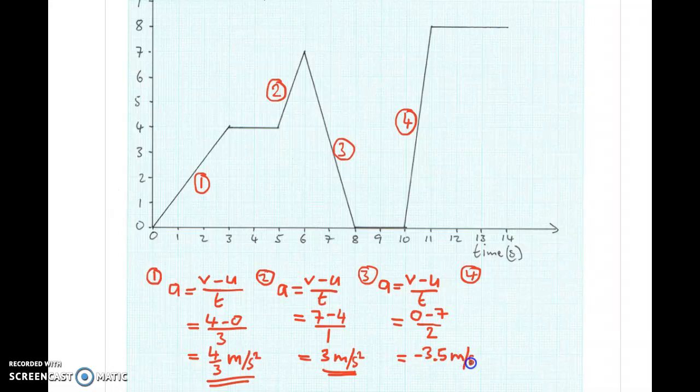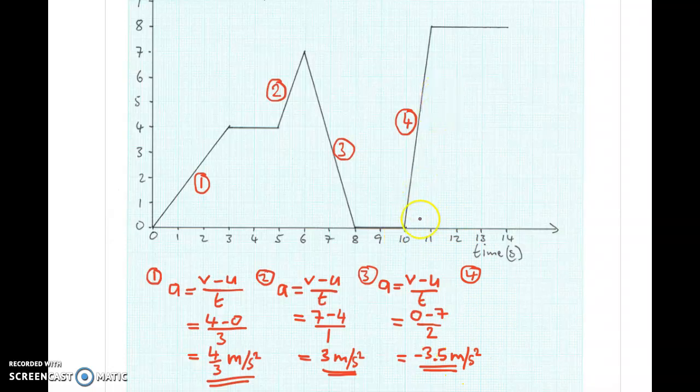meters per second squared. Now the reason that it's minus is because the velocity is decreasing. We call it a minus acceleration, and sometimes we call it a deceleration. So it has a deceleration of 3.5 meters per second squared, or it has an acceleration of minus 3.5 meters per second squared.